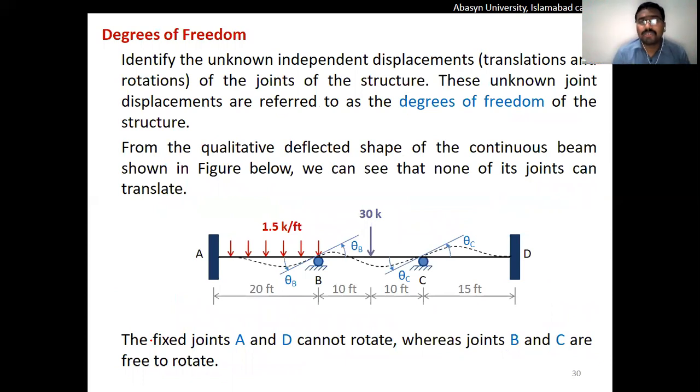For the first part, you need to find the unknown or independent displacements. You have to identify whether these are in terms of rotations or in terms of displacements. You have to identify at which point we are going to have a rotation and at which point we are going to have a deflection. These unknown joint displacements are referred to as the degrees of freedom of the structure. What is the degree of freedom? Degrees of freedom are the unknown displacements at the joints.